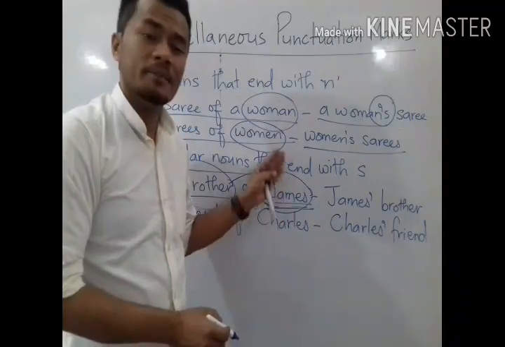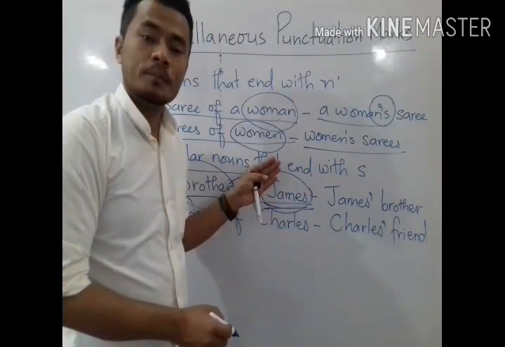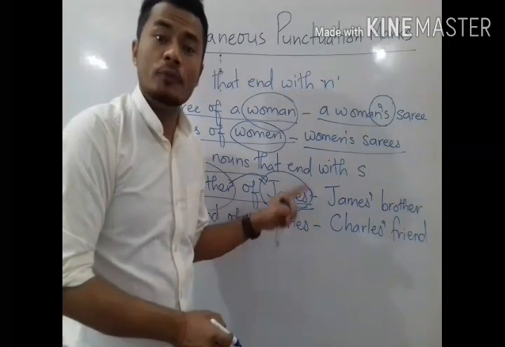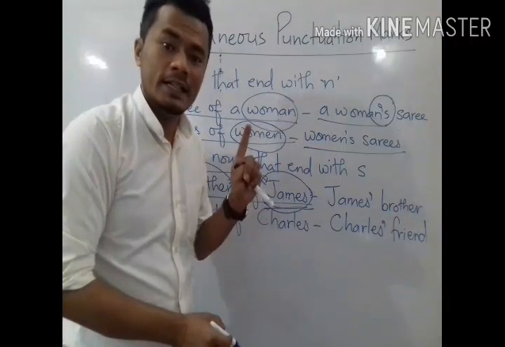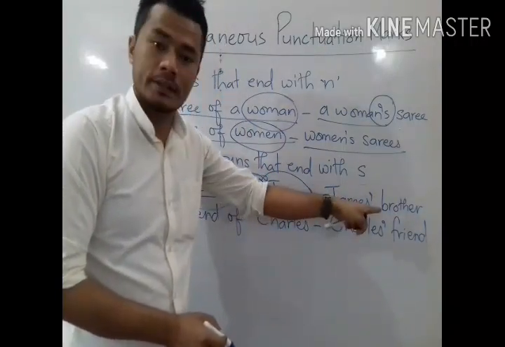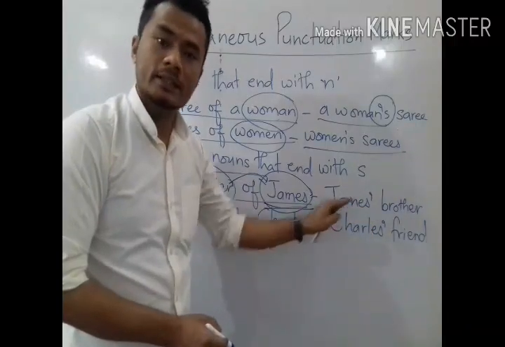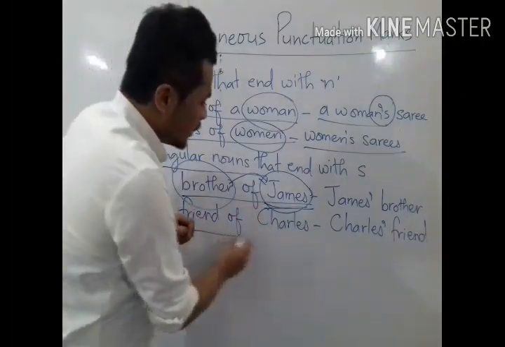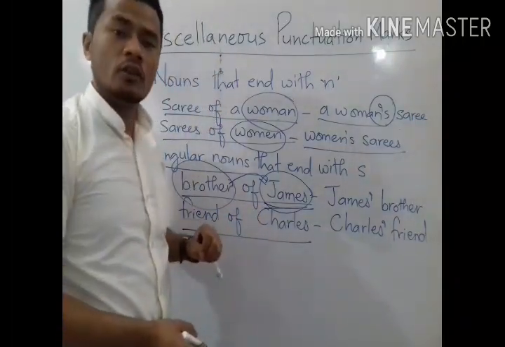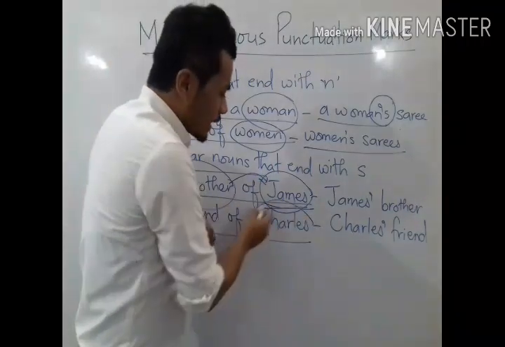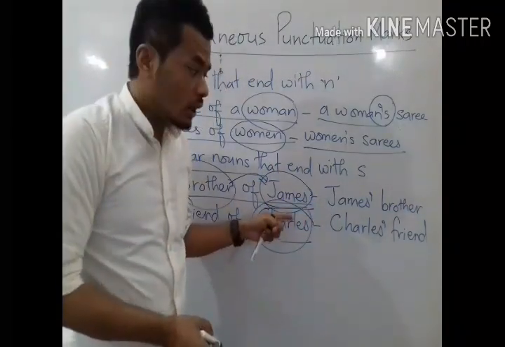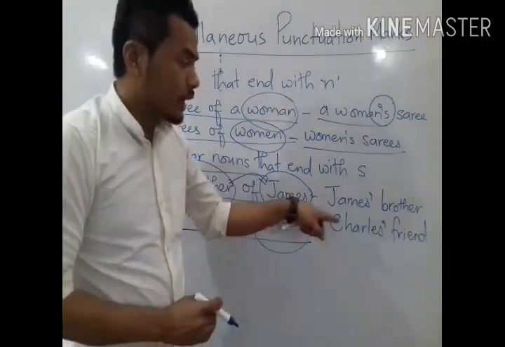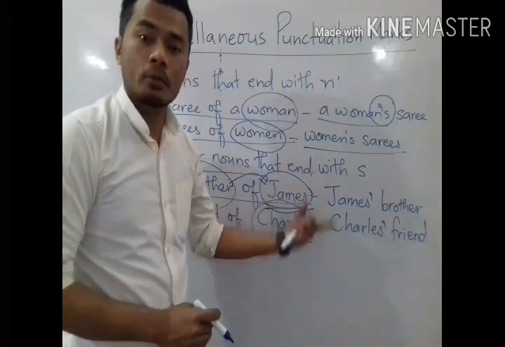So if you want to show the possession of this noun, which ends with s, though it is a singular noun, we have to put just an apostrophe after the name. James' brother means James's brother. This is the correct possessive case using an apostrophe. In the same way, the friend of Charles. Here Charles is also the noun of which we have to show the possession. Charles also ends with s. So here also we have to use an apostrophe just after the noun Charles, of which we are showing the possession.